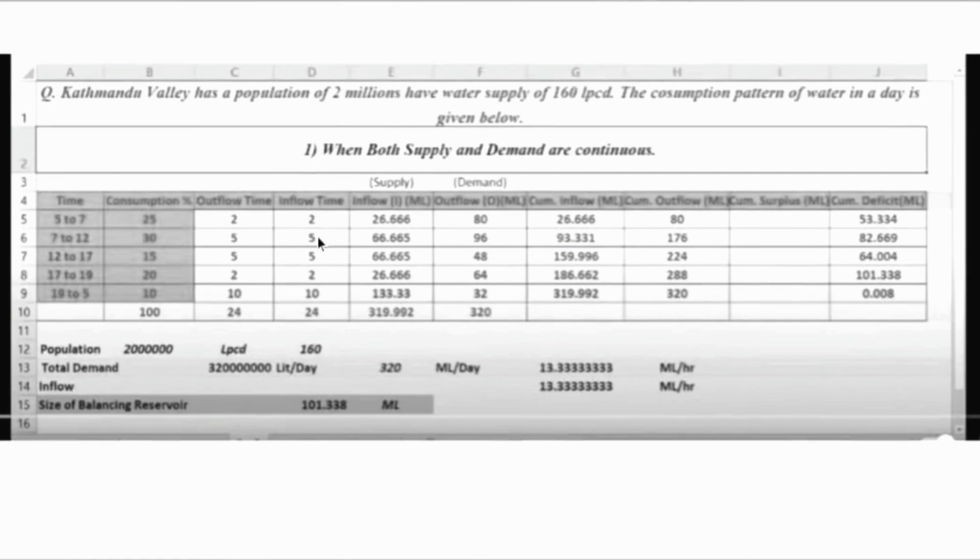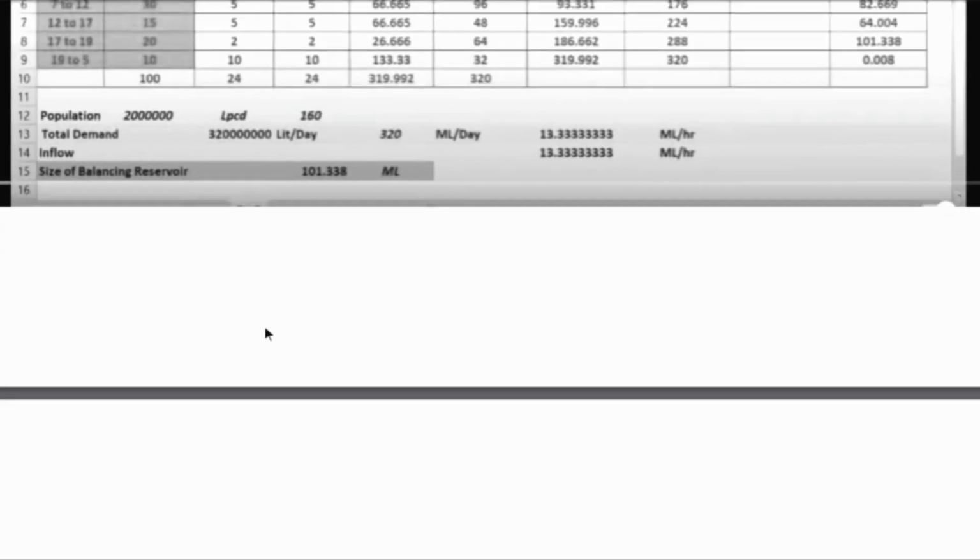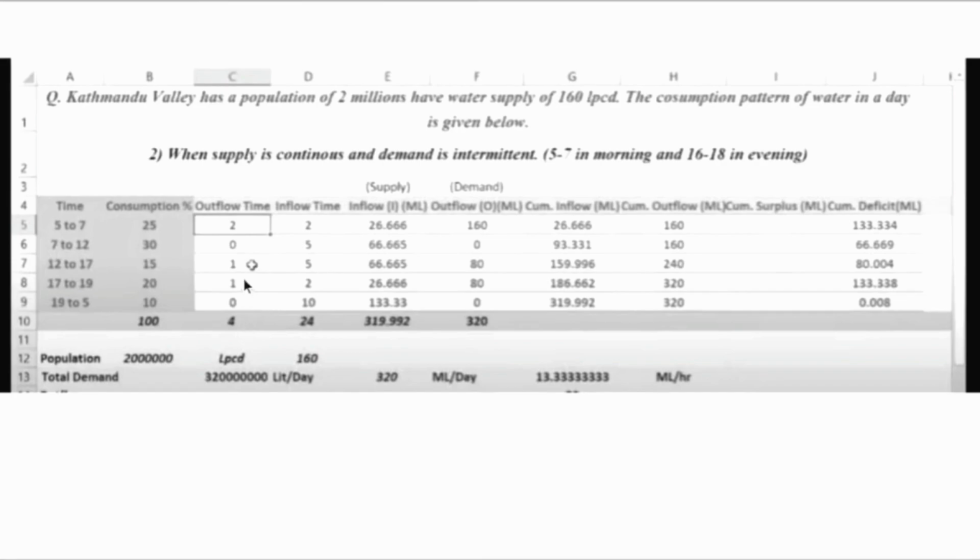Also, if the outflow is continuous, a 24-hour outflow or demand, we use the percentage consumption, but inflow is calculated from 320 million liters in one day. This is the total demand, the total supply to be made in the balancing reservoir. Here, the total 320 million liters in one day at 25% means 320 into 0.25. But here, the outflow is 320 divided by 4 into 2, then 0, 0, then 320 divided by 4 into 1, 80.